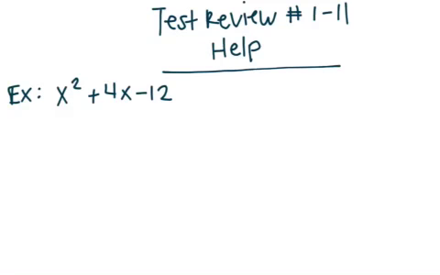Okay guys, I'm going to walk you through the test review. The first section, questions 1 through 11, is all about factoring. Remember, there are two types of factoring problems that we focused on: one where your A value is equal to 1, and one when your A value is not equal to 1. So you want to first check to see which type of problem you have. I'm going to show you an example of each.